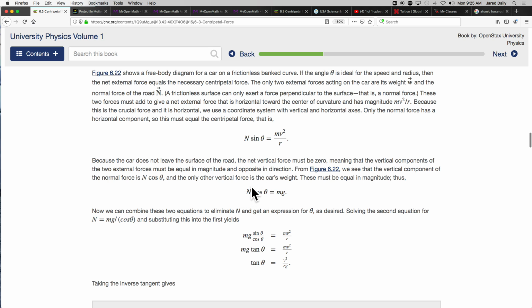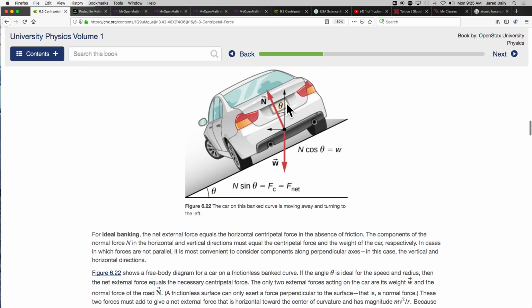Well, what is the N equal to? What part of the weight is it equal to? Well, it's this part of the weight if we rotated it down, and this would be theta. And so that would be N times cosine theta, that part of the weight that is pointing in the same direction as this.